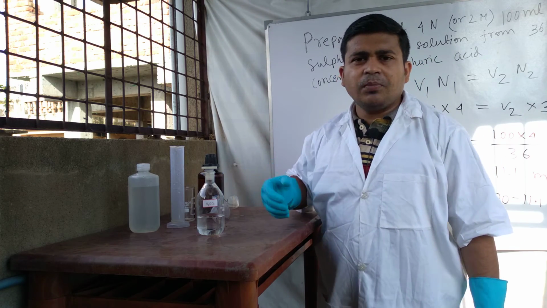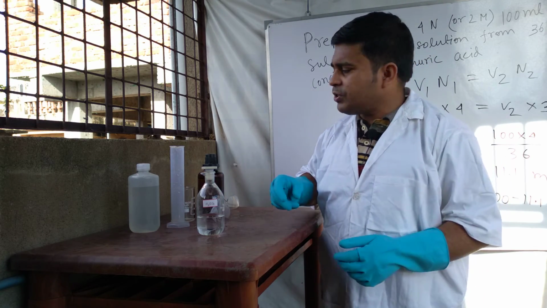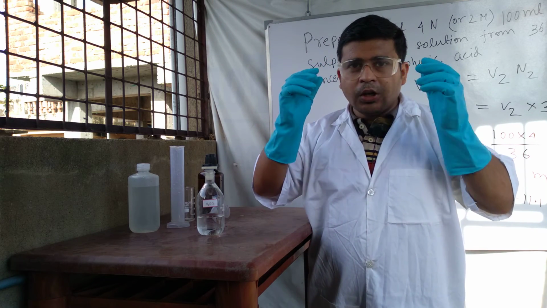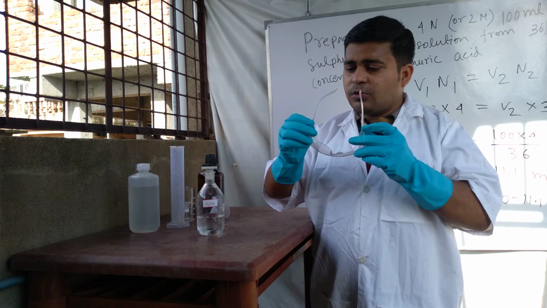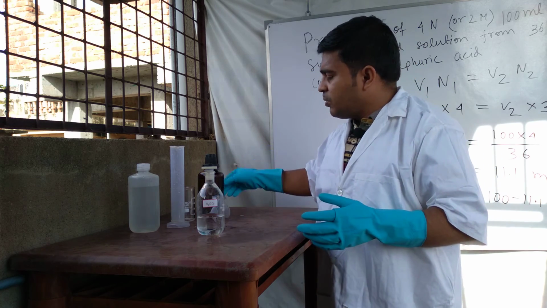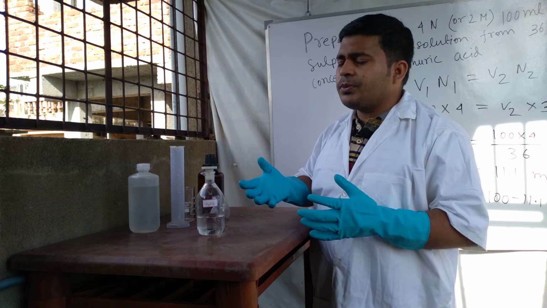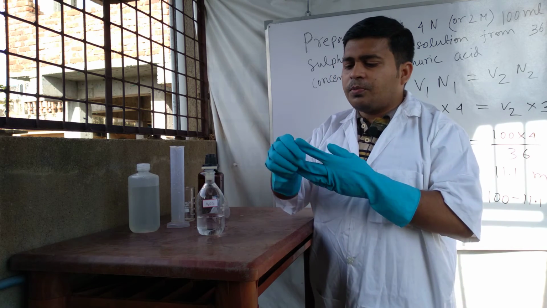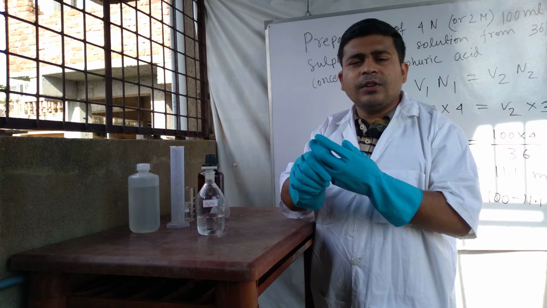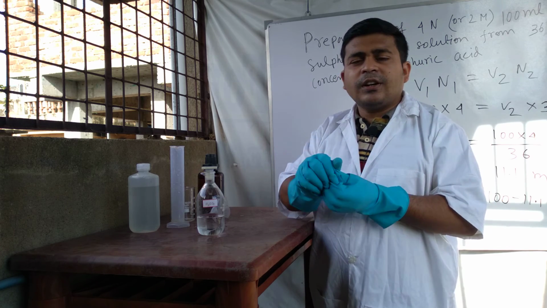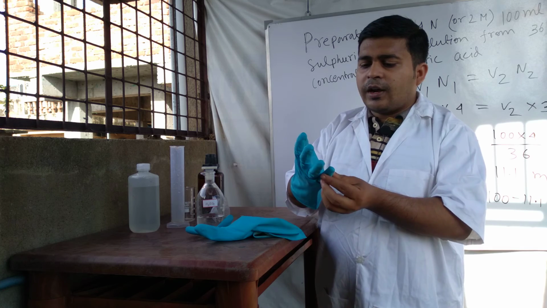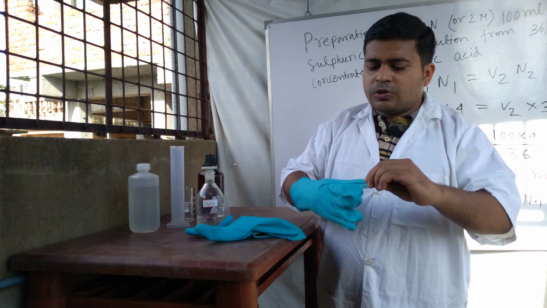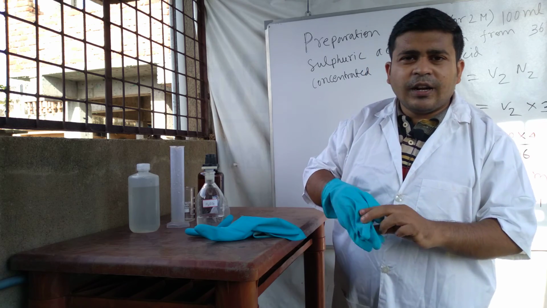And if you are doing it the first time, then you can use protective glasses also, for your eyes, because it will protect your eyes if any accident may happen. So this is the detailed process of diluting concentrated sulfuric acid solution to make a dilute acid solution. So I think you understand this procedure.